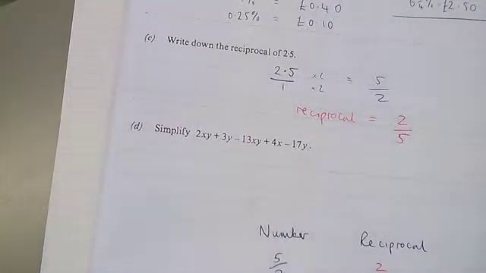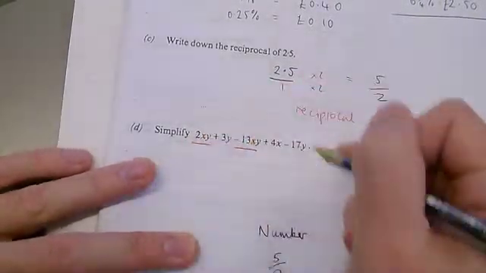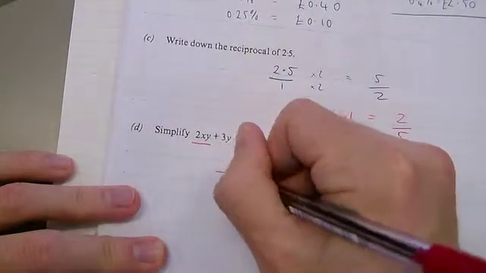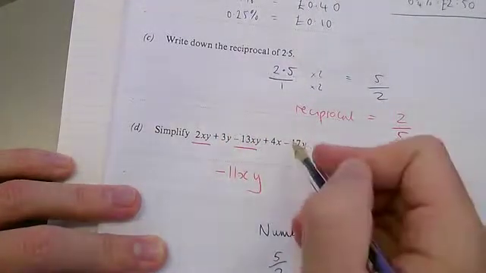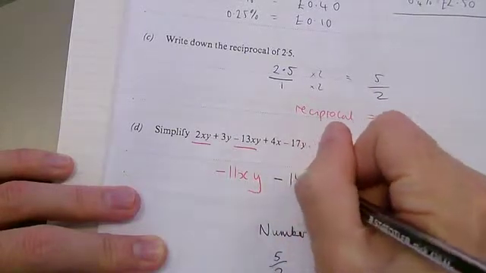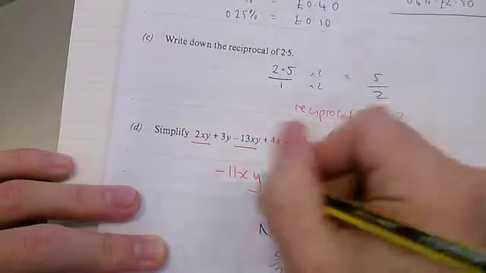x, y, yx, the same thing that came up earlier, but they've not even tried to sneak us with that. So we've got 2xy minus 13xy, that gives me minus 11xy. I've got plus 3y minus 17y, so that's going to be minus 14y. And then I've got just the 4x. Yeah, I can see that at the front.